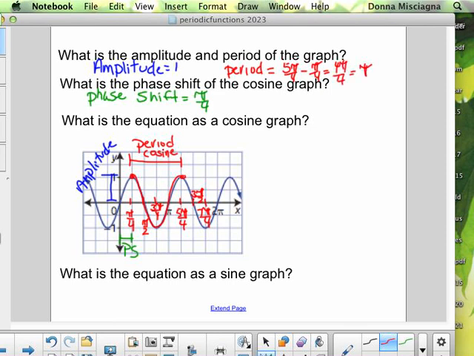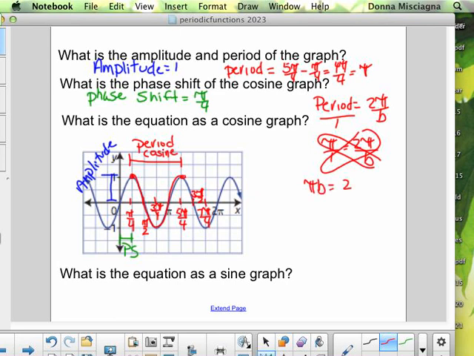We will solve for b. Period equals 2 pi divided by b. That's how it's calculated. In this case, our period is pi, equals 2 pi divided by b. We'll cross multiply, so we have pi b equals 2 pi. Divide both sides by pi to solve for b, and b is 2.